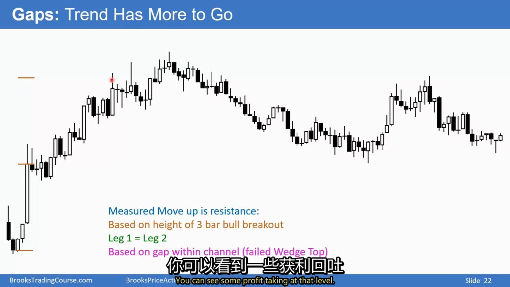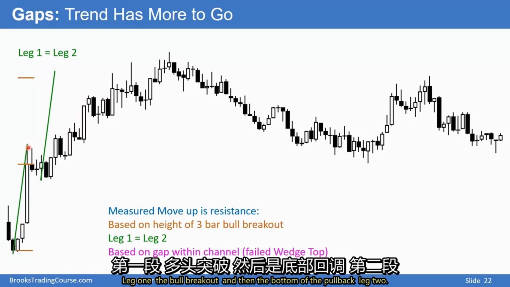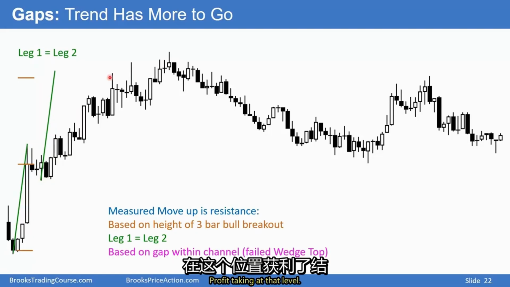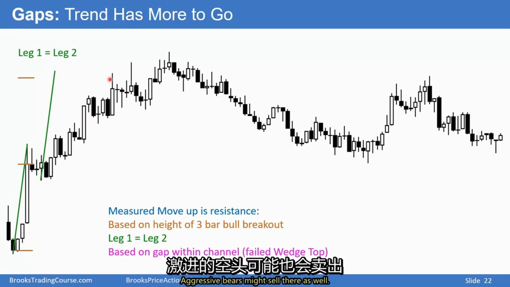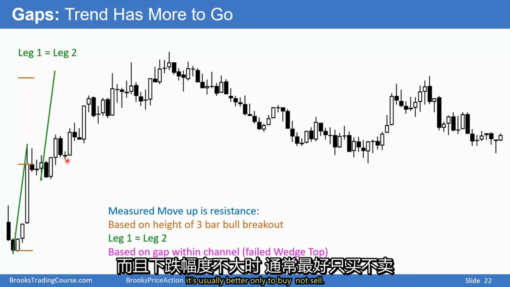You can see some profit taking at that level. Leg 1, leg 2, leg 1, the bull breakout, and then the bottom of the pullback, leg 2. Profit taking at that level, the bulls taking profits. Aggressive bears might sell there as well, but when the pullbacks are this small, 1 or 2 bars and not very far down, it's usually better only to buy, not sell.